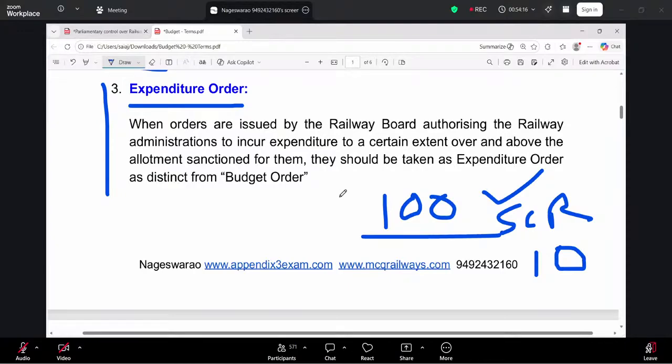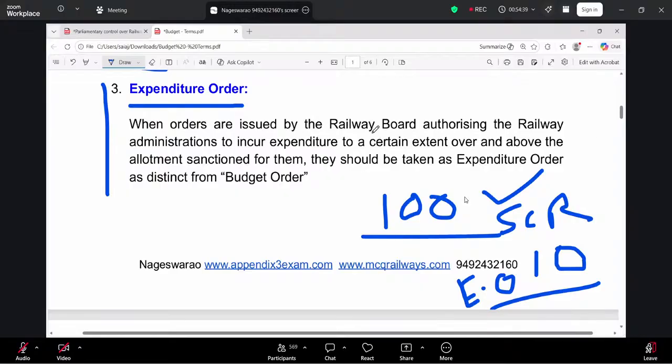It is adjusted, these amounts from SCR to Western Railway to Eastern Railway to Southern Railway. So by adjusting, it is a given expenditure order for 10 rupees. That means though it is not backed by the budget, it can adjust among other units.